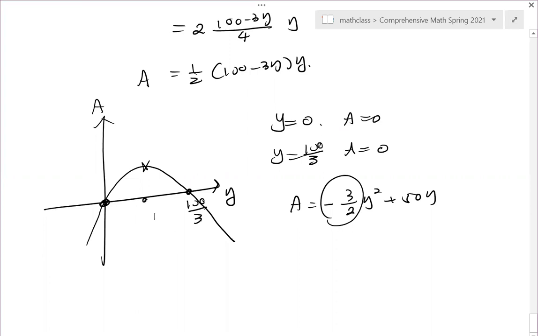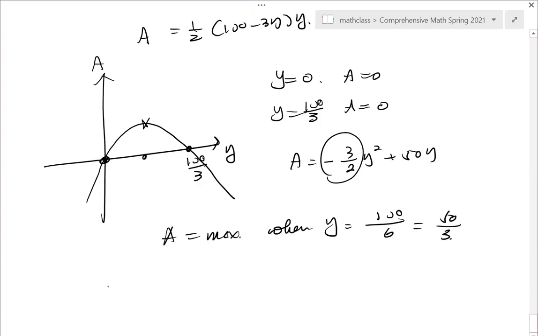So a equals maximum when y equals the middle point of those two. So it's 100 divided by 3, then divided by 2, which is 50/3. So only when y equals 50/3, you can get the maximum area. Do I need to know the maximum? I don't need that. I just need to know the dimension.